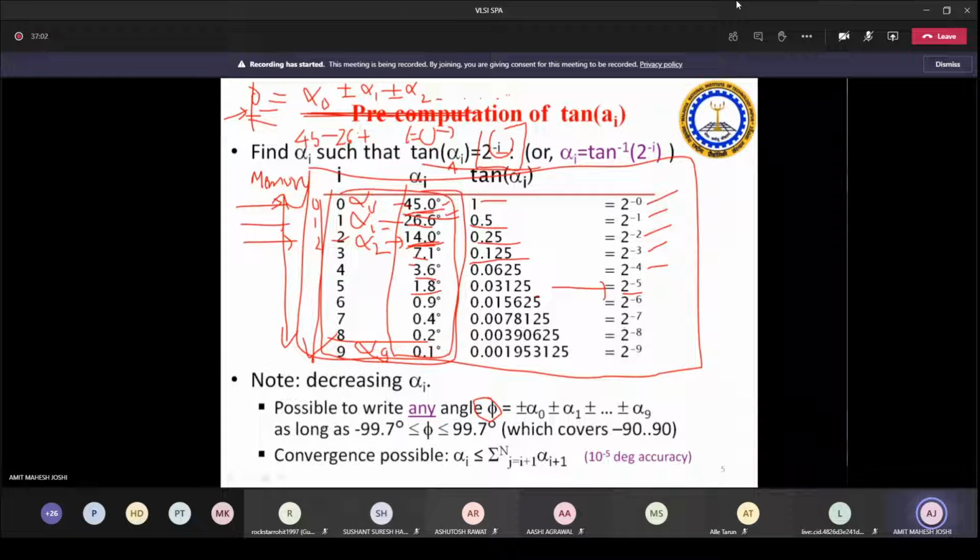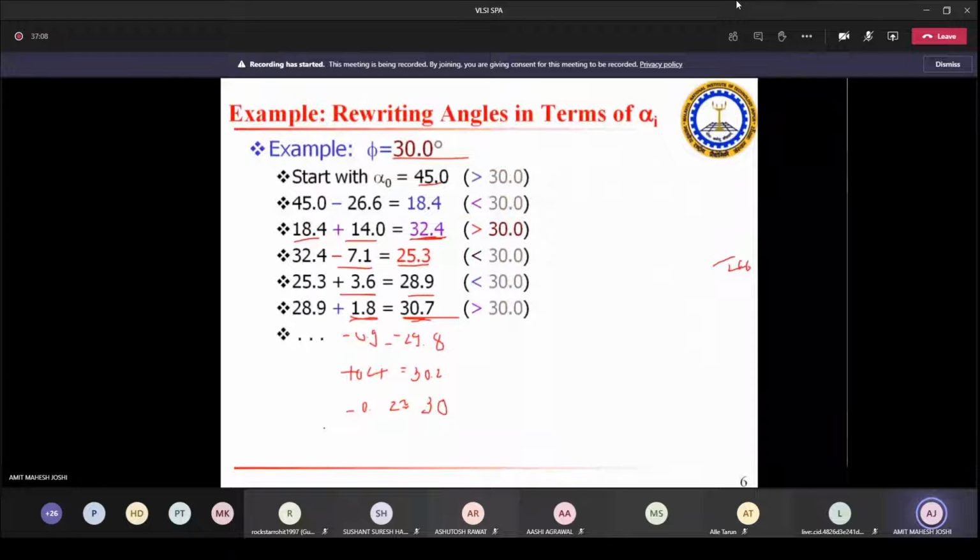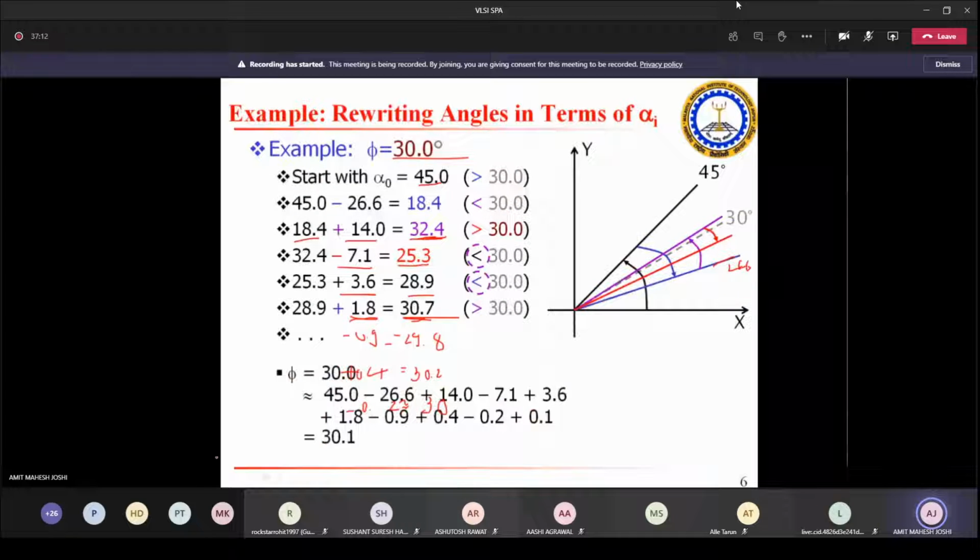Now this seems to be interesting. Okay, and mostly it would work. Okay, so this is how the 30 is obtained. Maybe after some point of time you are getting 30.1, still you can go for a next value which is minus 0.05, and with that you can go more and more closer to 30.